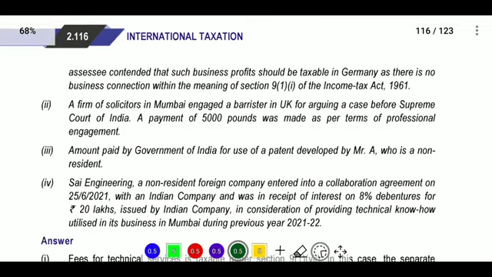Next, a firm of solicitors in Mumbai engaged a barrister in UK for arguing a case before Supreme Court of India. Next, a payment of £5,000 was made as per terms of professional engagement. Here the amount is paid to the barrister in UK, and that is professional engagement. So when it is professional engagement, it will be chargeable in India, because it was a firm of solicitors in Mumbai.